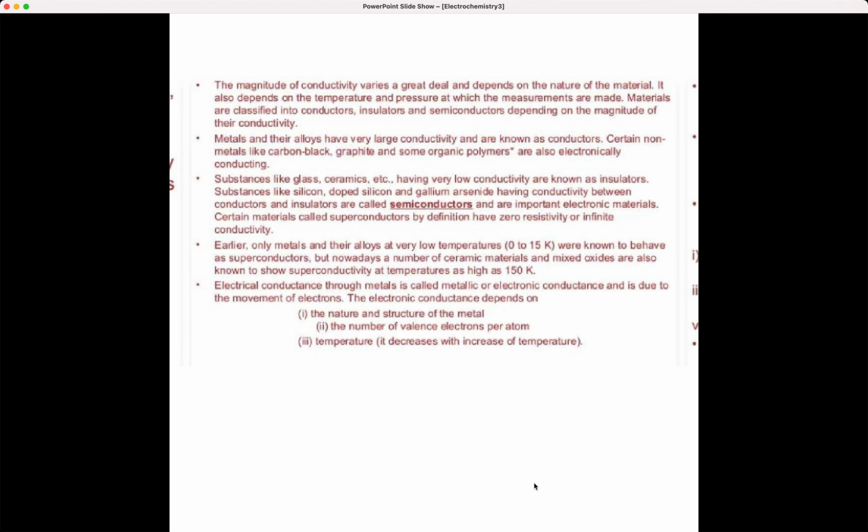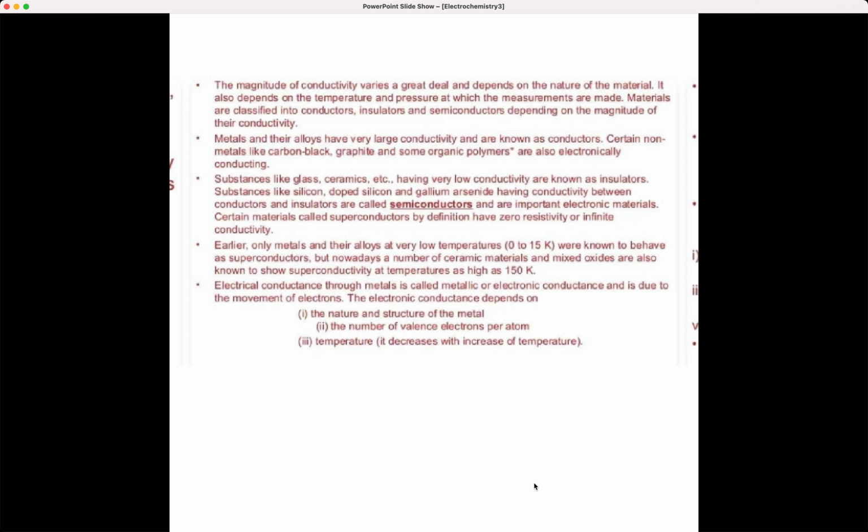substances are called semiconductors. They are of high importance in the electronic field, and certain materials known as superconductors have zero resistivity or infinite conductivity, which means they don't have any resistivity at all. Earlier metals and their alloys at low temperatures were known to behave as superconductors, but now lots of ceramic materials and mixed oxides are also known to show superconductivity at very high temperatures like 150 Kelvin.